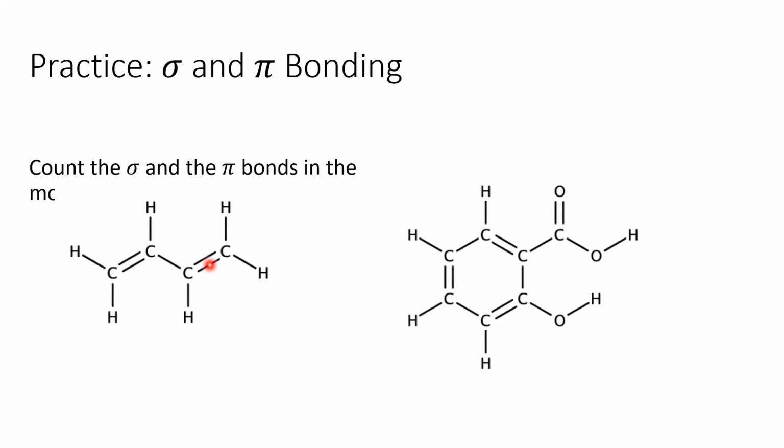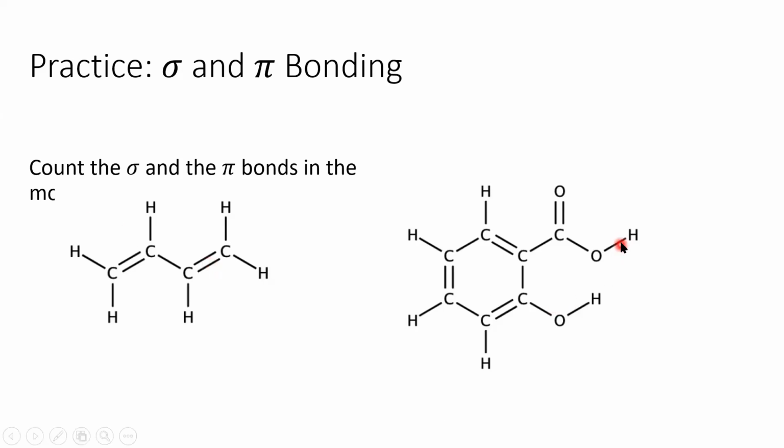A little more complicated, so a little harder to keep track of. But again, every bond has a sigma bond, so just count up how many bonds there are. And then double bonds have 1 pi bond, and triple bonds have 2 pi bonds. Good, so let's take a look.